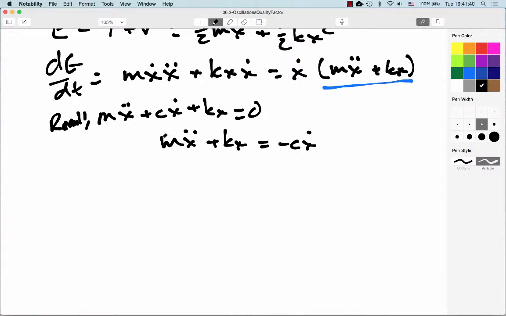So what we get from that then is dE/dt will be equal to, well, we have an x dot already, so we times that by minus c x dot, we get minus c x dot squared. So the moral of the story here is the energy that you lose goes as the square of the speed.